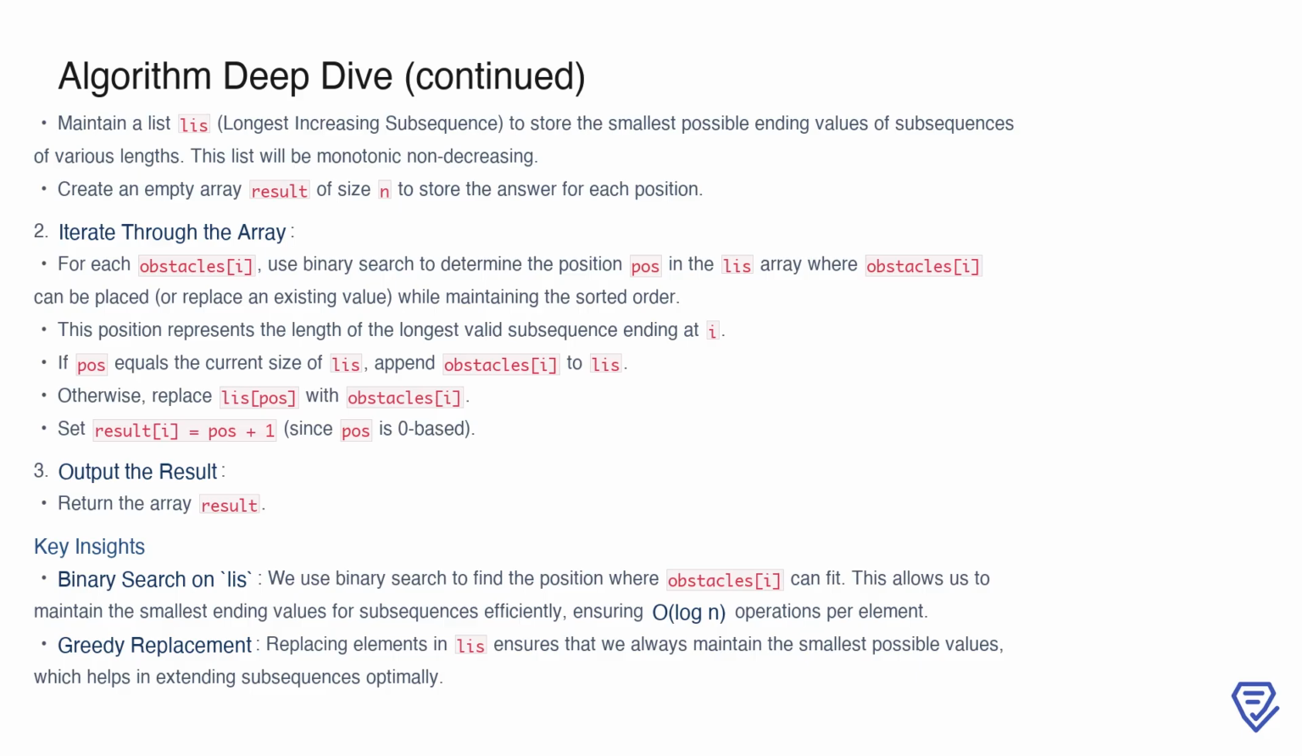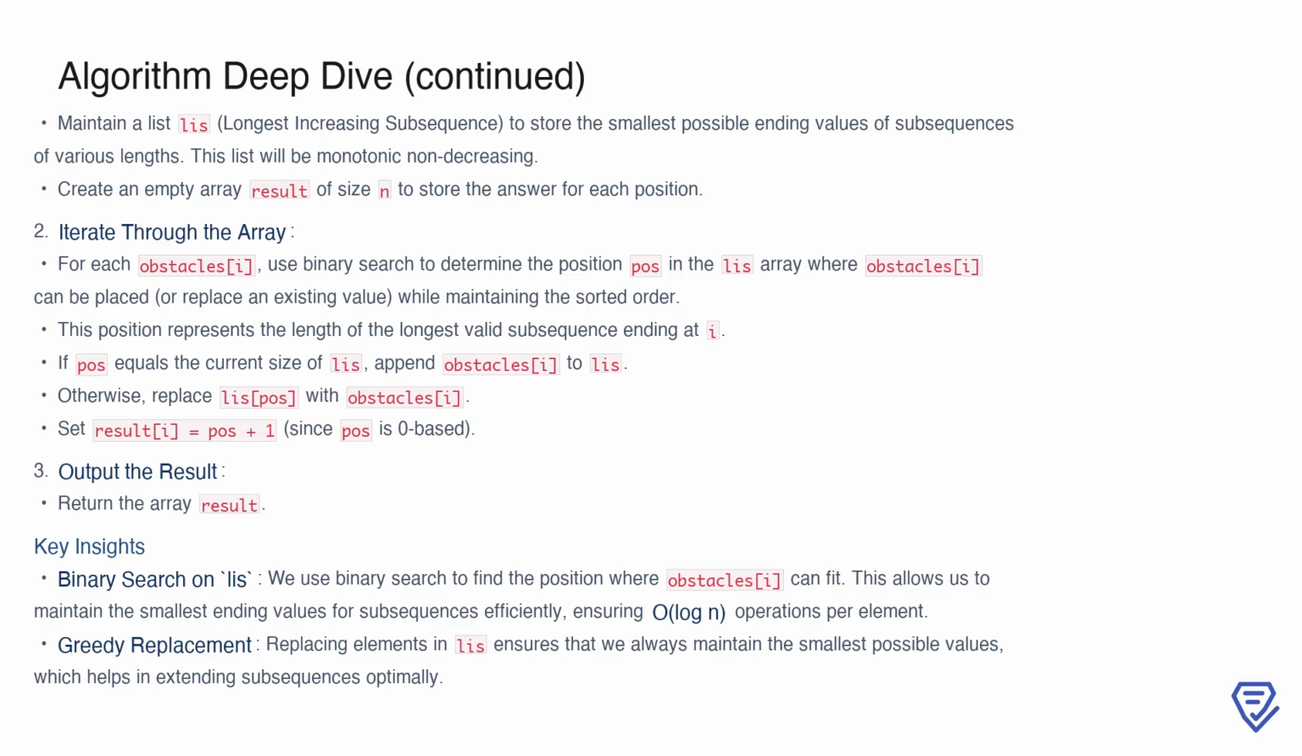As we iterate through the obstacles array, for each element, we perform a binary search on the least array to determine its appropriate position. Specifically, this position tells us the length of the longest valid subsequence that ends at the current index. If the position corresponds to the end of the least array, we append the obstacle to least, signifying the creation of a longer subsequence. If not, we replace the element at that position in least with the current obstacle, ensuring that we maintain the smallest possible ending value for subsequences of that length.